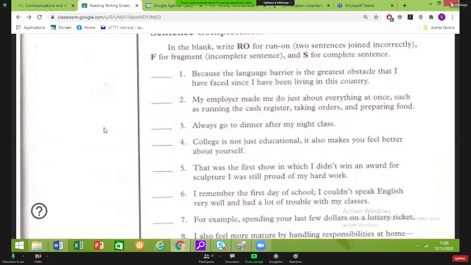Very good. No, this is number 3. It's a fragment, yeah. The sentence is missing something. I always go to dinner after my night class as well.